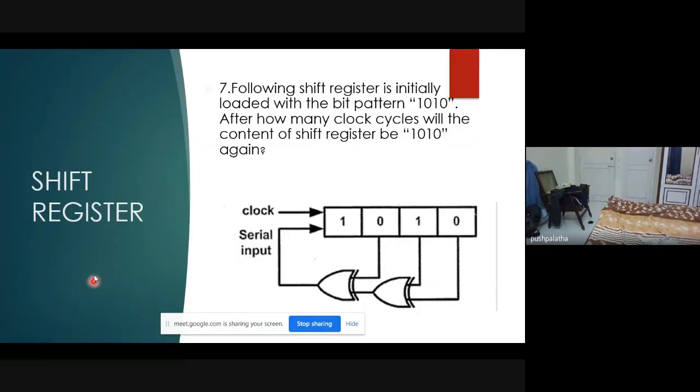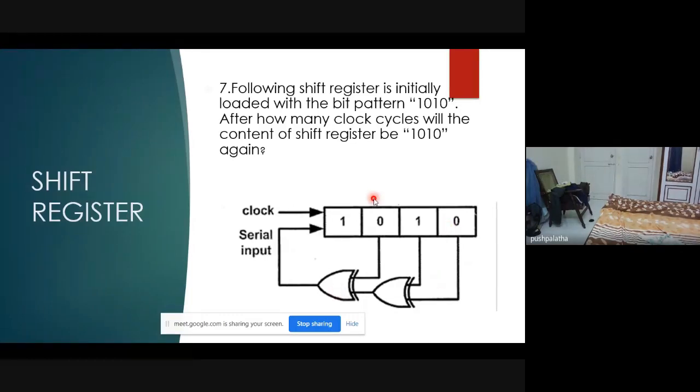Shift register. The following shift register is initially loaded with the bit pattern 1010. After how many clock cycles will the content of the shift register be 1010 again? This kind of circuit you might have seen in the first class itself, in the digital electronics module.